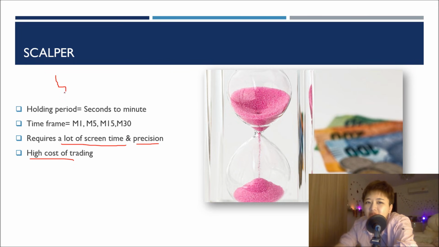Like you make 50 to 100 trades a day. Seems like you're being productive, right? But you're taking like 5 pip, 2 pip, 3 pip, and you're paying the spread to who? And it gives you high stress levels.